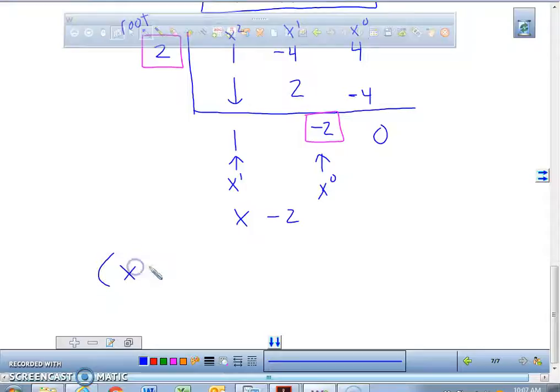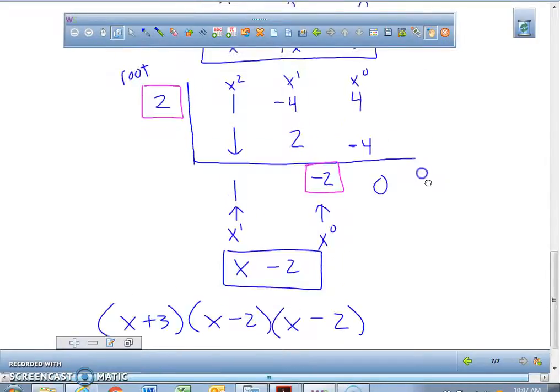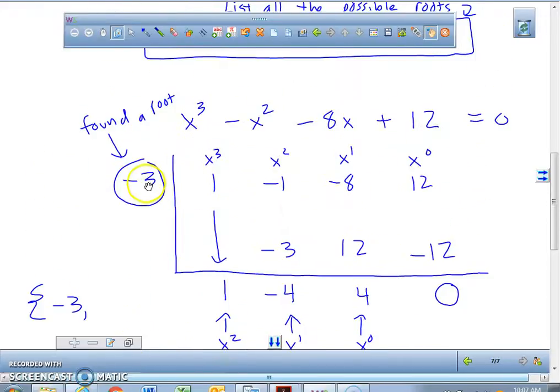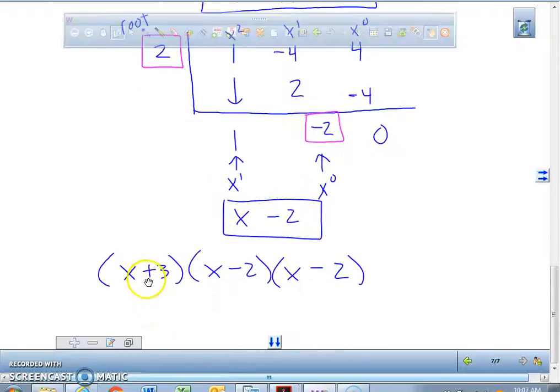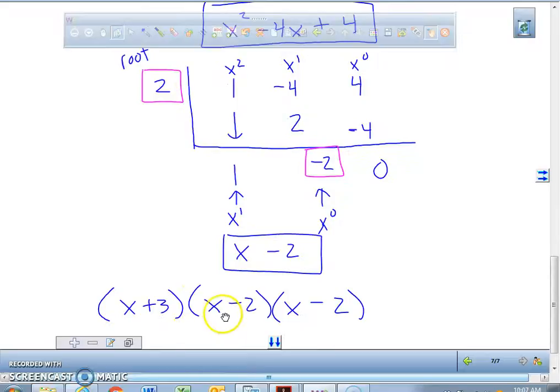One of our factors was x plus 3. One of our factors is x minus 2. And this last expression right here is x minus 2. Why do you get x plus 3? I'm trying to explain. By the way, if -3 is the root, then x plus 3 is the factor. If 2 is the root, then x minus 2 is the factor.